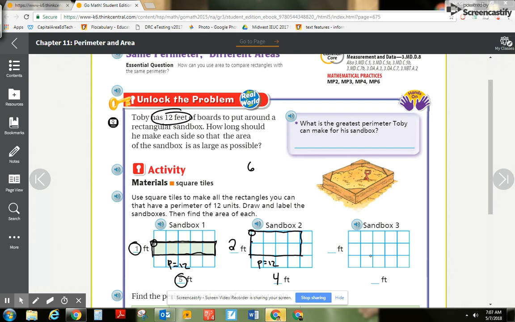Let's look at sandbox 3 now. Another way to make 6. 3 and 3. So I'm going to go 1, 2, 3, 4, 5, 6. And then I'll connect it up. And I still have a perimeter of 12.